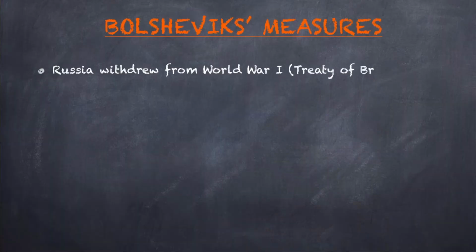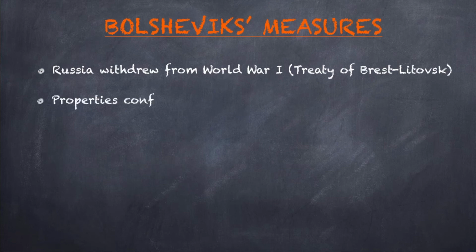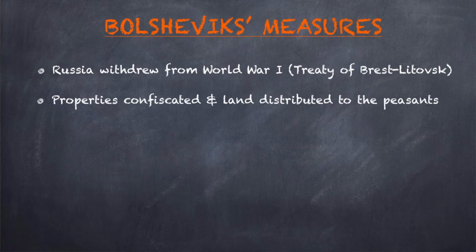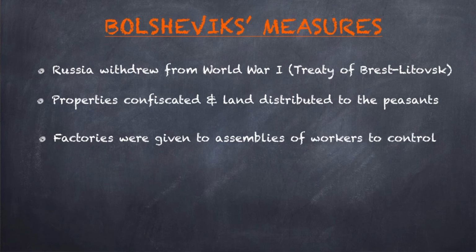The new government took very important measures. Russia withdrew from World War I after signing the Treaty of Brest-Litovsk. Properties from the nobility were confiscated and its land distributed to the peasants. Factories were given to assemblies of workers to control, and the right of sovereignty was given to the different nationalities that existed in Russia.